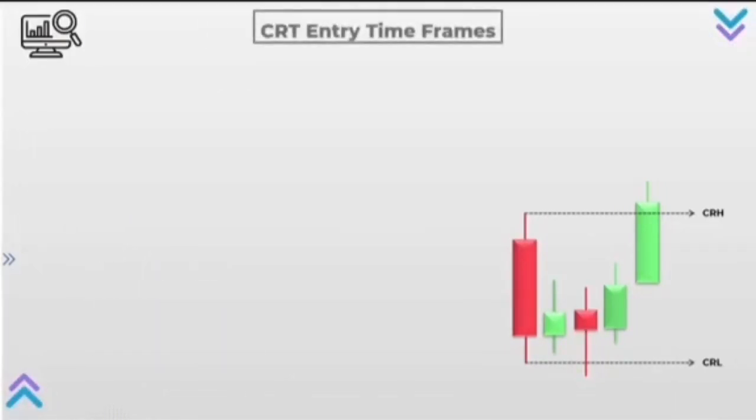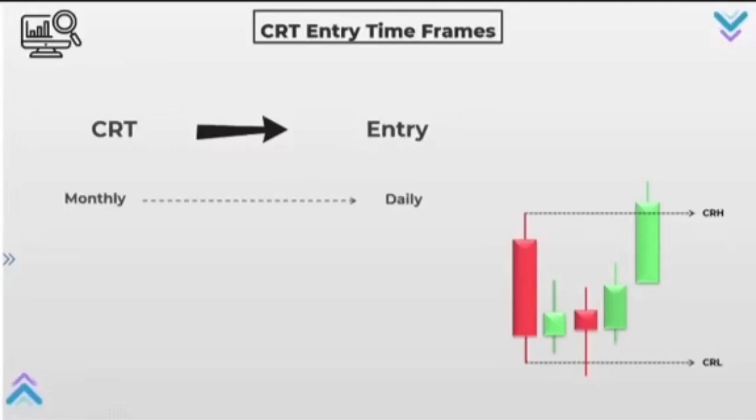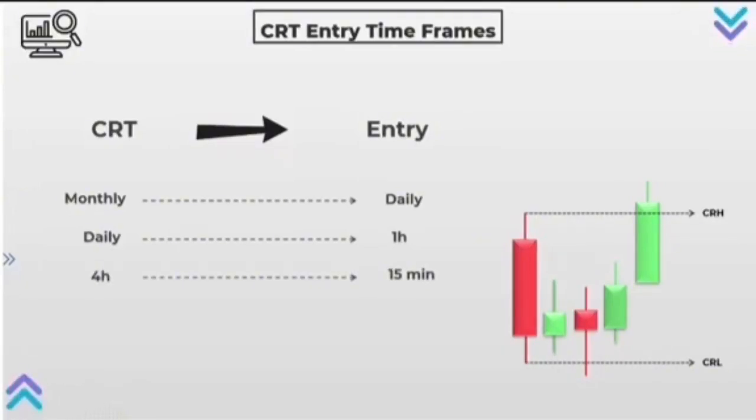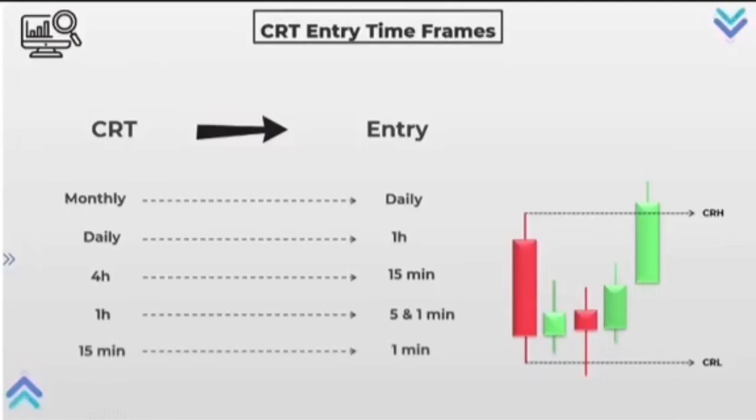For matching your entry time frame with the CRT's time frame, you should consider that, if your identified CRT range is on the monthly time frame, then for entry, you should use the daily time frame. If your CRT comes from the daily chart, you should execute your trade in the 1-hour time frame. If your identified CRT is on the 4-hour time frame, then entries must come from the 15-minute time frame. If your CRT is on the 1-hour time frame, then you can use a 5-minute or 1-minute time frame for your entry. If you use the 15-minute time frame to identify CRTs, then you should use 1 minute to place a sell or buy position.